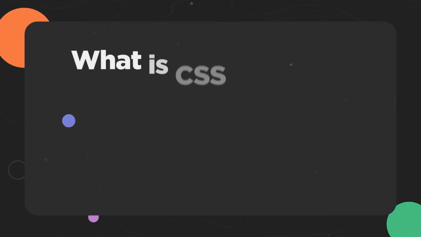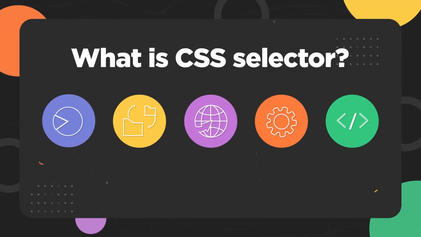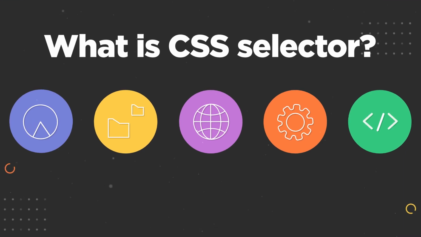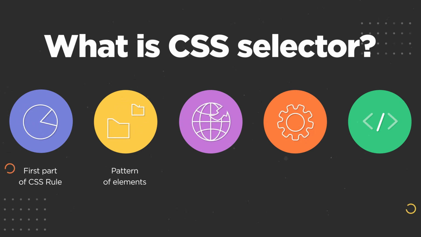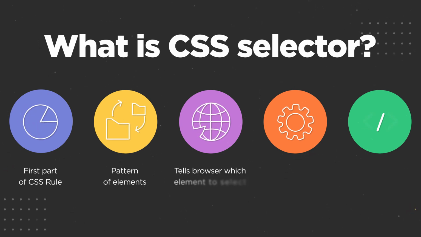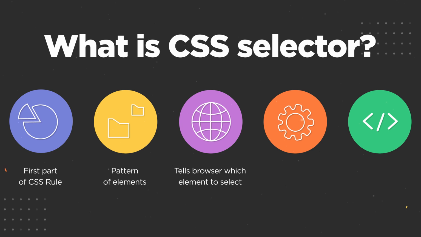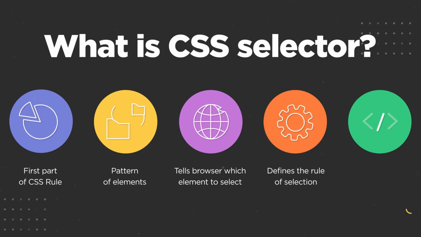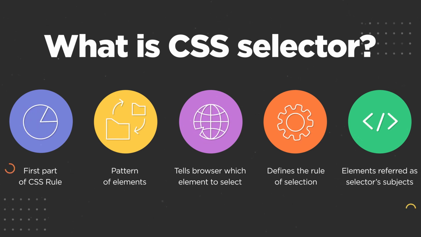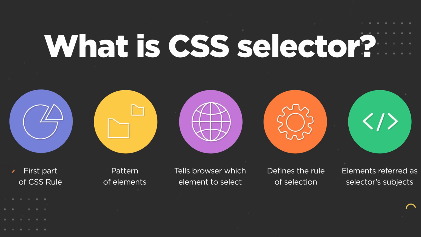Let's start from discussing of what CSS selector is. A CSS selector is the first part of a CSS rule. It is a pattern of elements and other terms that tell the browser which HTML element should be selected to have the CSS property values inside the rule applied to them. The element or elements which are selected by the selector are referred to as the subject of the selector.